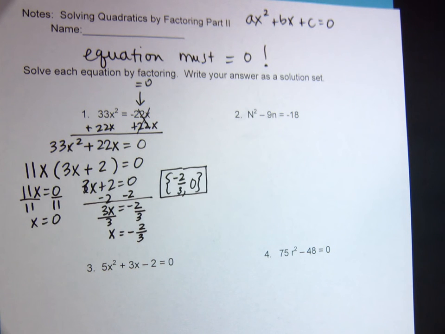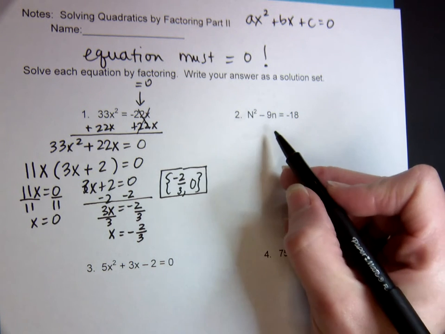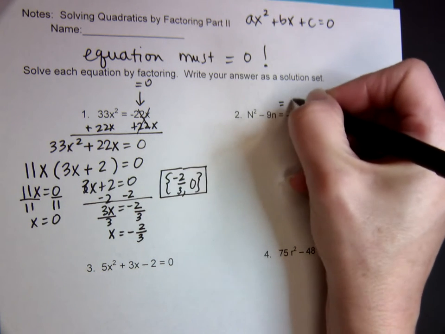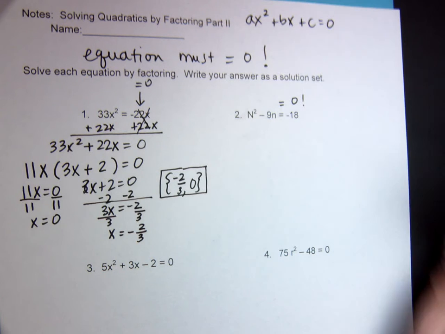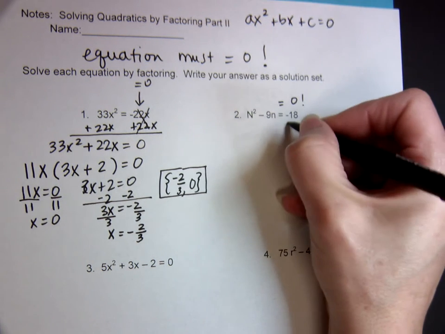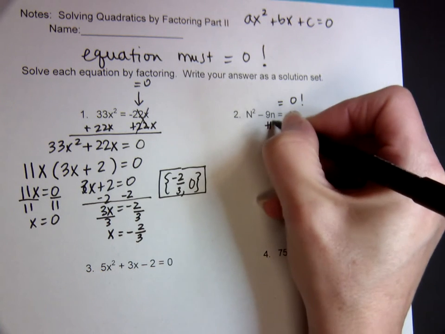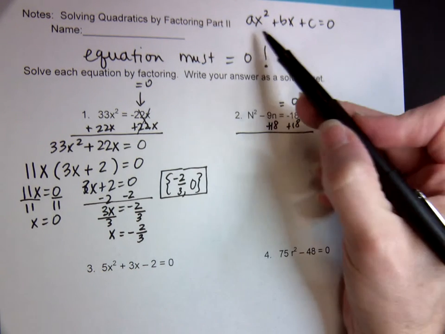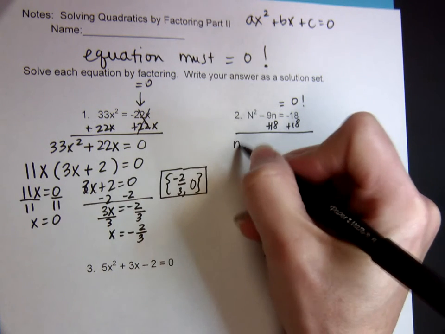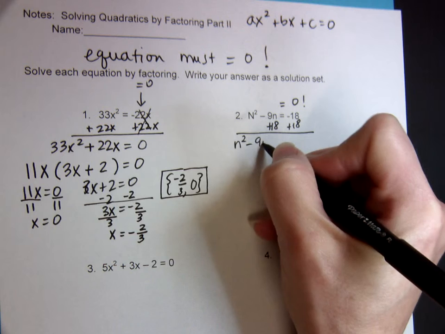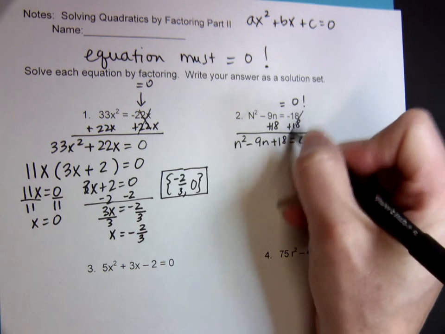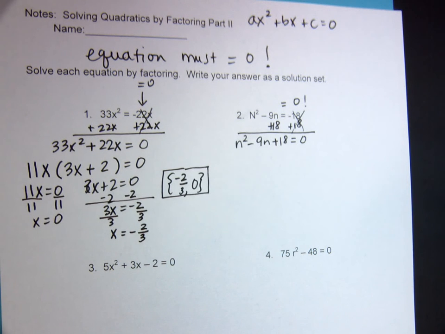All right, let's look at number 2. Number 2, is it equal to 0? No. So we want it equal to 0 here. So gotta add 18. We're adding 18. Good. We'll add 18 to both sides. And again, we've got to keep in mind the order that we should put them in. We want the n squared first, then the minus 9n, then the plus 18, and now, of course, the equal 0 because those go away.